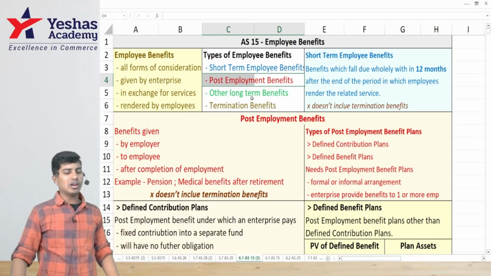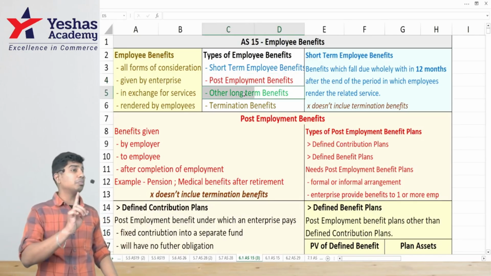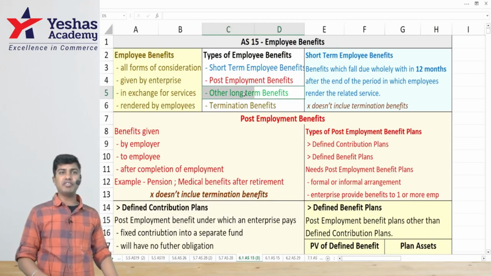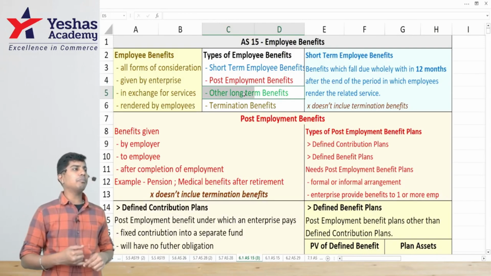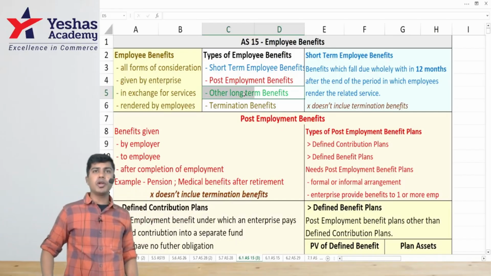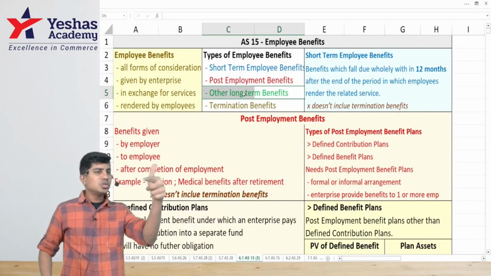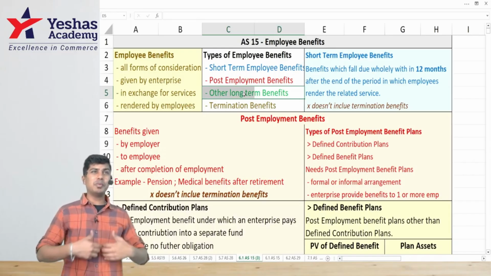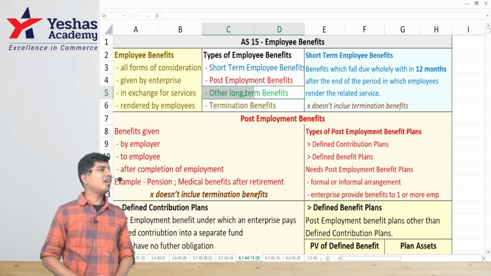Then we have other long-term benefit. Other long-term benefit is not post-employment. Other long-term and post-employment benefit are different. What is post-employment? Your employment term is over. Then I'll give you benefit. Other long-term: see, you joined in 2025. In 2035, you complete 10 years in the company. I'll give you 1 lakh rupees one-time bonus. For successful 10-year completion in the company.